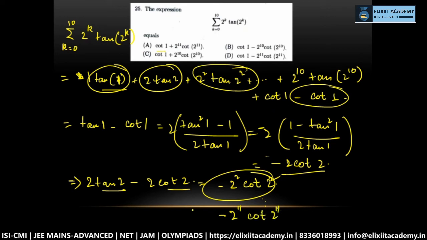And what else are you left out with? Cot 1. So that is basically cot 1 minus 2 to the power 11 into cot 2 to the power 11. So that is option A. A is the right option.